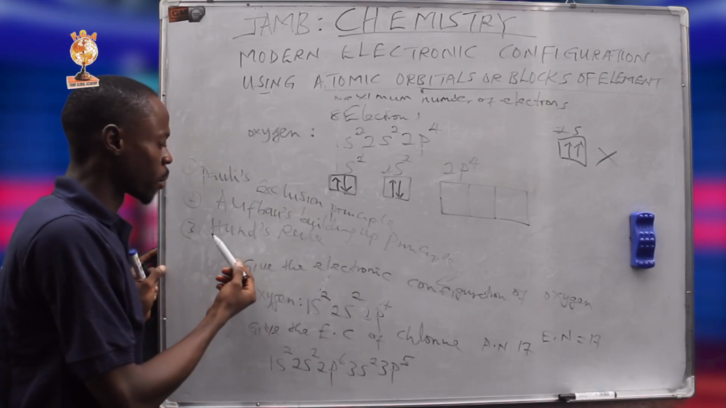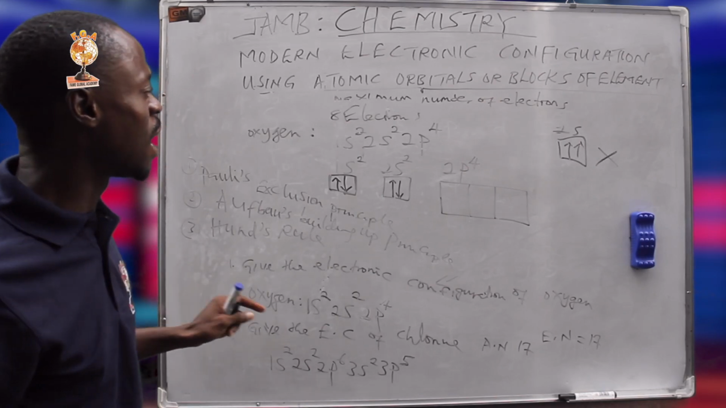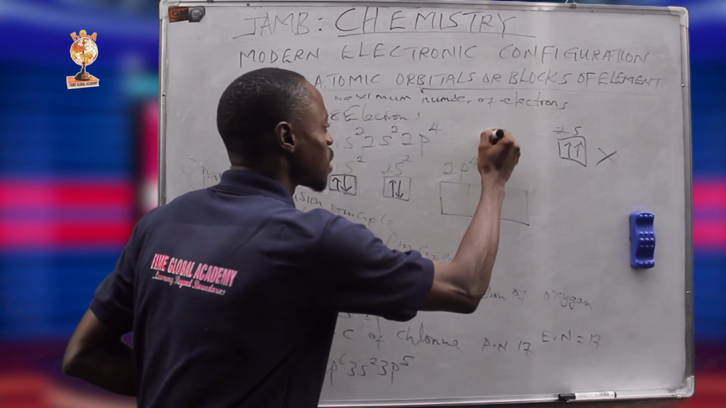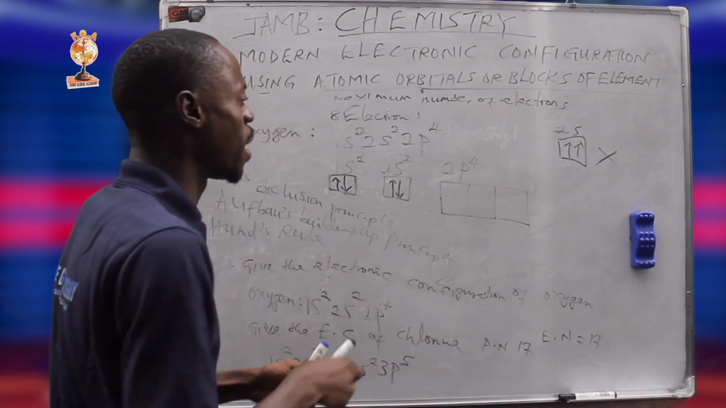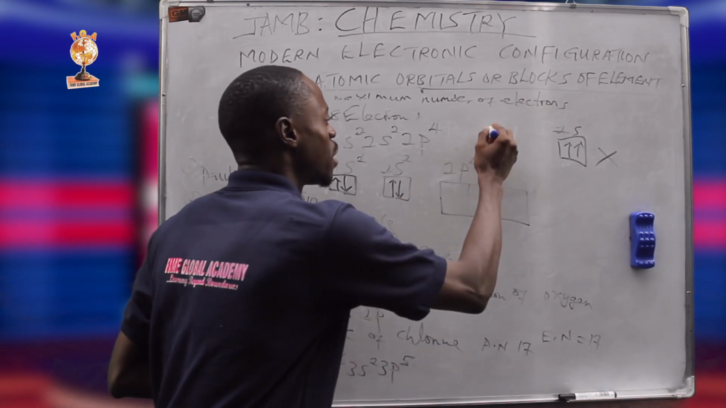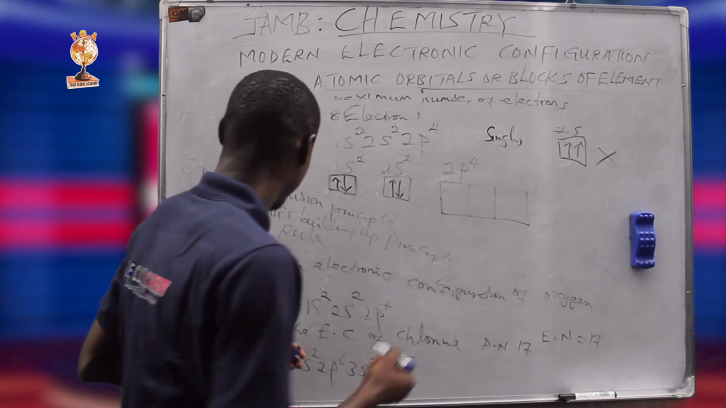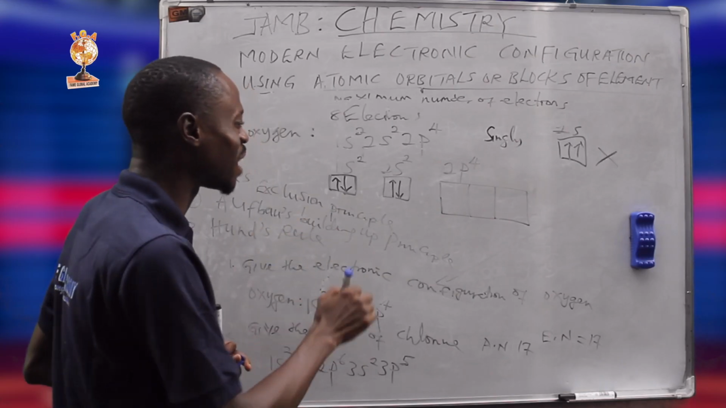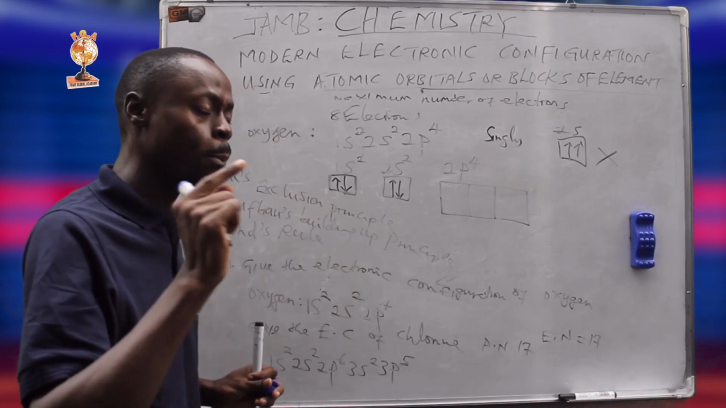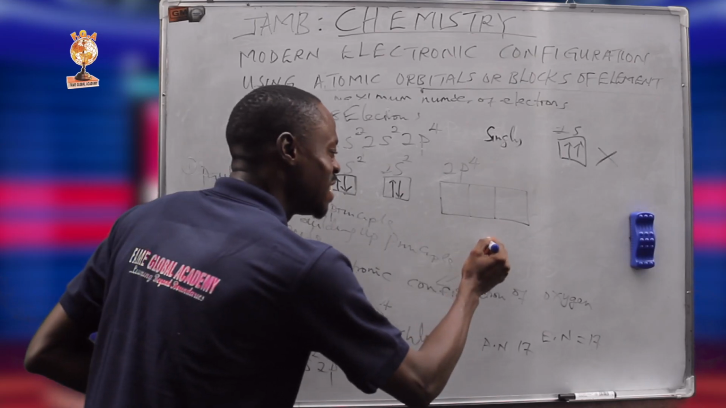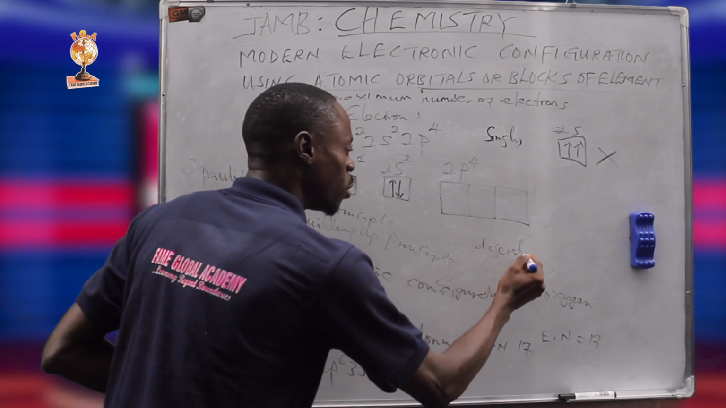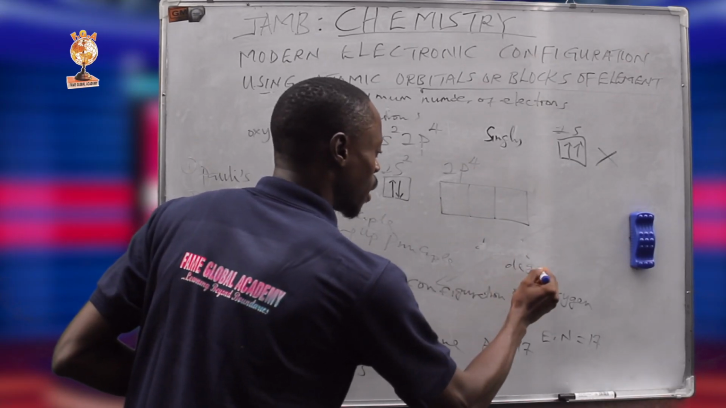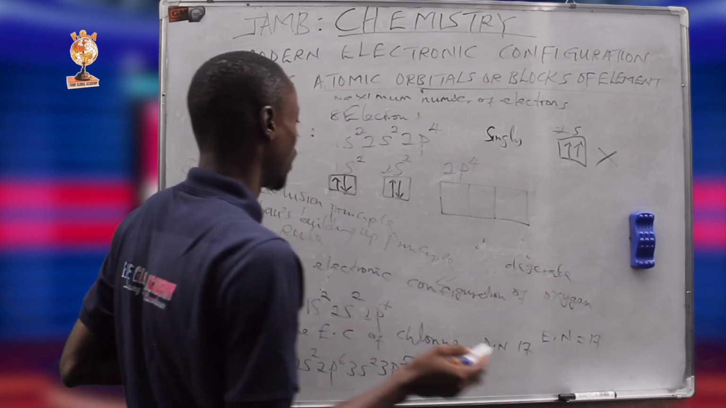Hund's rule states that electrons are fed into orbitals singly first before pairing takes place in a degenerate orbital. What do I mean? In a what? Degenerate orbital. What do we mean by a degenerate orbital?